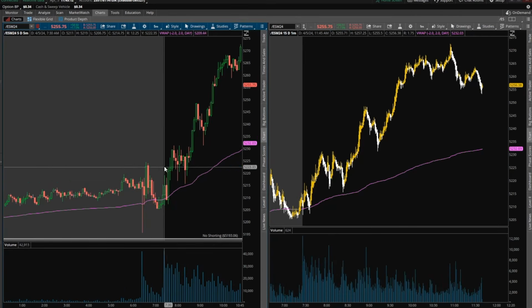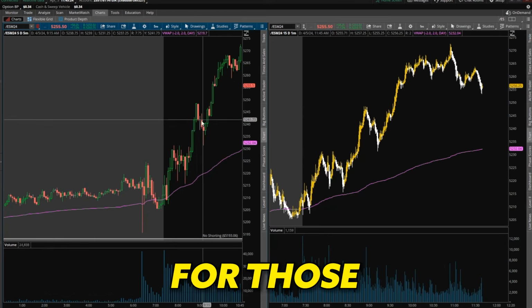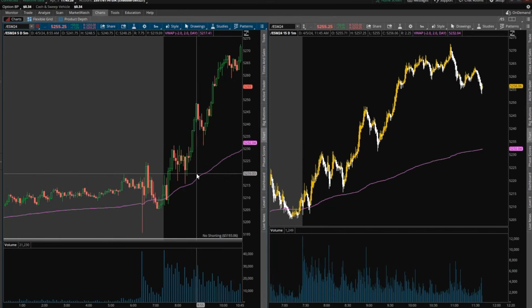I'm basically looking for any of these pullbacks to get long, right? So we pull back right here, we could get long right here. We pull back here, we can get long. We pull back here, we can get long. We pull back here, we can get long. Right, basically just looking for those higher lows is where I want to enter on.